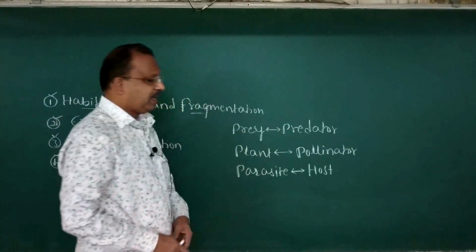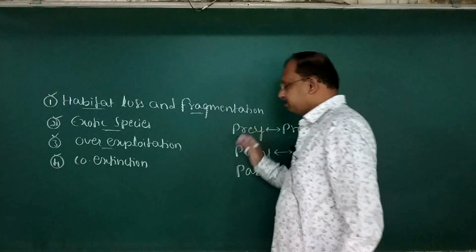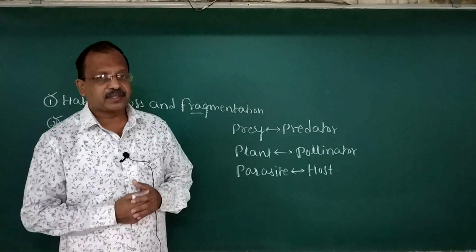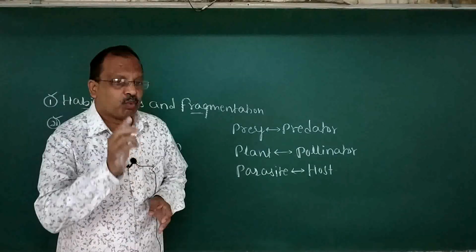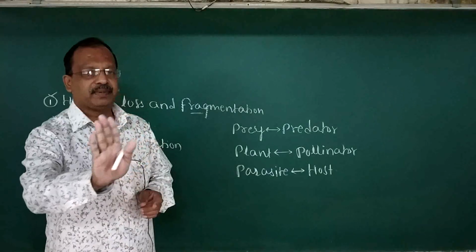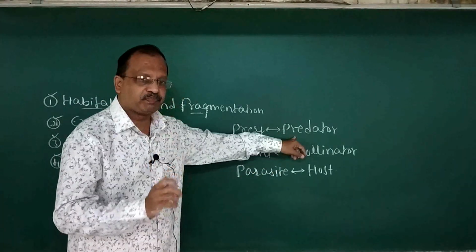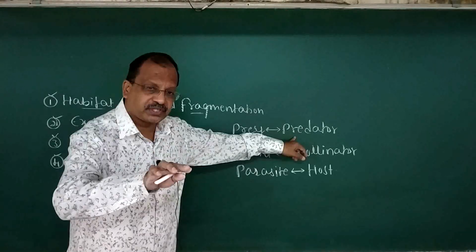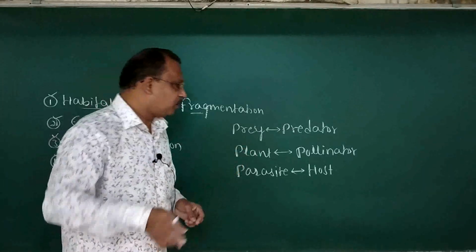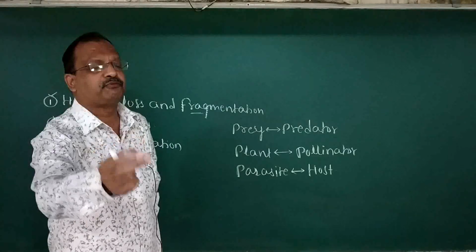Same way, prey and predator. I come across already this example. When predators are very active and over exploit their prey, the prey population will become extinct. Following it, predators are also going to become extinct due to lack of food.